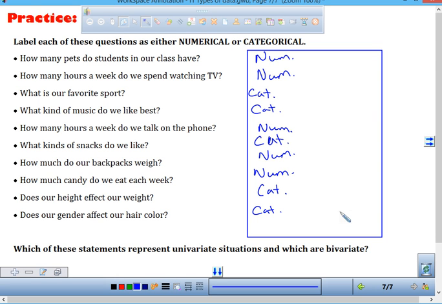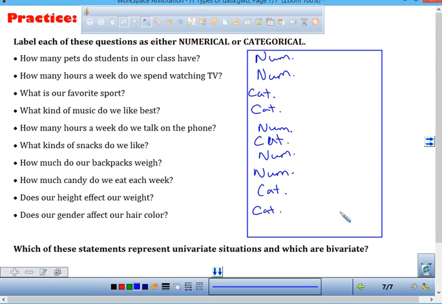Okay. Now we're going to talk about univariate versus bivariate. How many pets do students have in our class? Is that one variable or two variables? One. All I'm talking about is number of pets. So it's univariate. Okay, how many hours do you spend watching TV each week? Univariate or bivariate? Just hours, right? So then univariate, one variable.